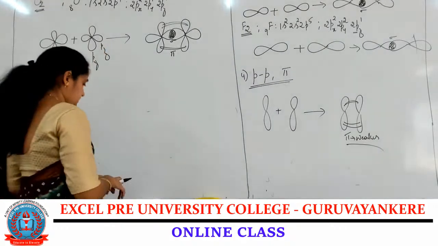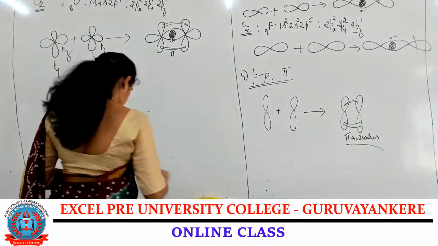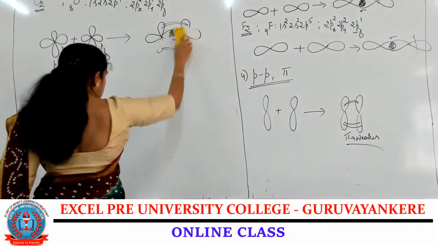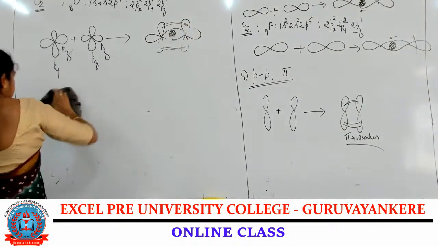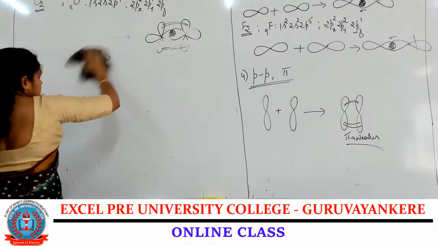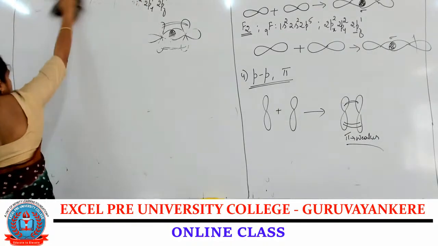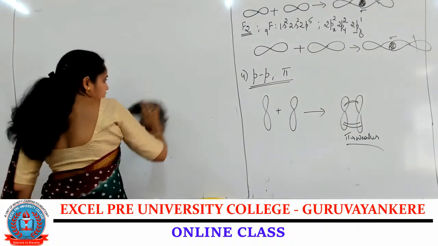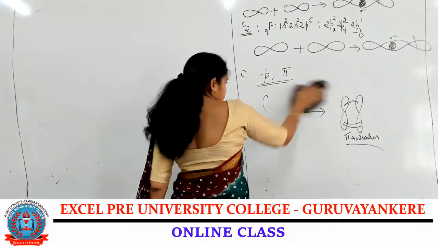Okay. Next here. So these are all about the names of the theory. Next is VSEPR theory, valence shell electron pair repulsion theory.